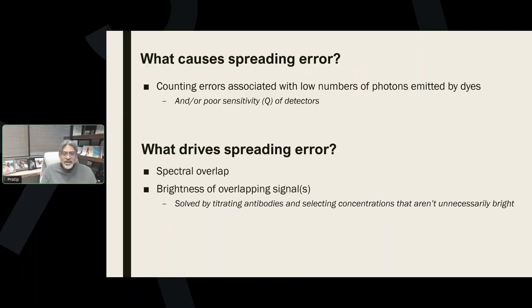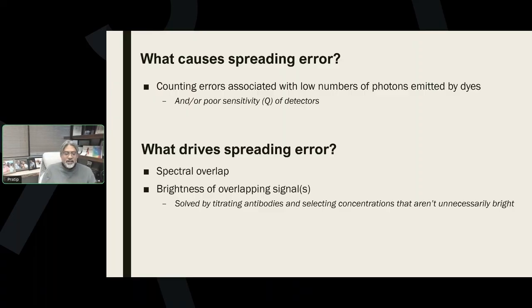So what causes spreading error? You can see how important it is. What is it that causes this, and how can we try to understand that, incorporate that into the idea of panel portability? Well, what causes spreading error, again, is the counting errors that are associated with low numbers of photons that are emitted by some dyes, including those that are in the far red. And another factor can be the poor sensitivity of detectors, but typically your instruments are pretty good nowadays, and so it's less likely that that's the real reason that you have spreading error.